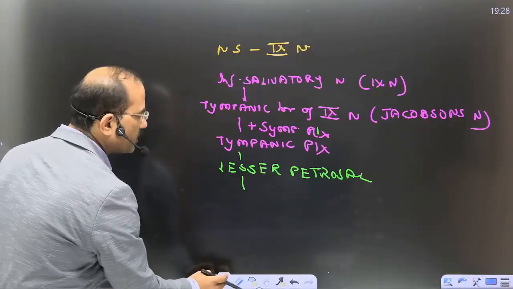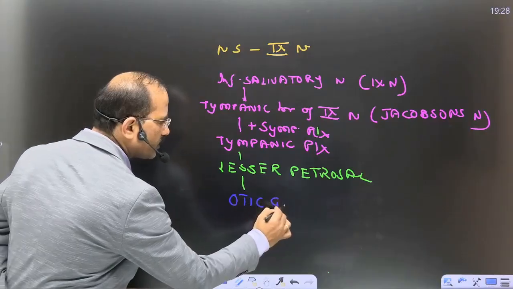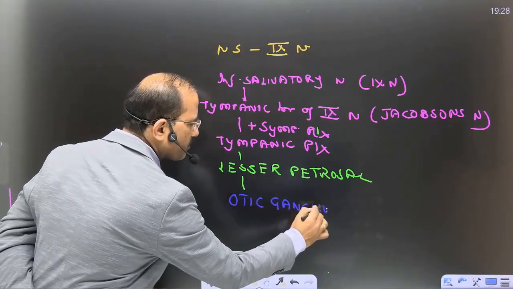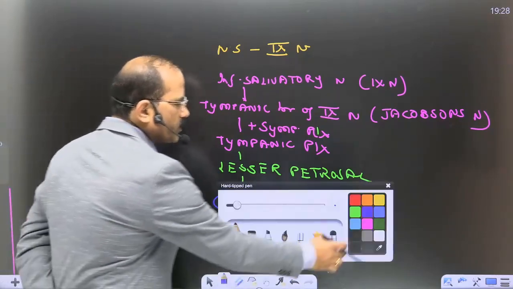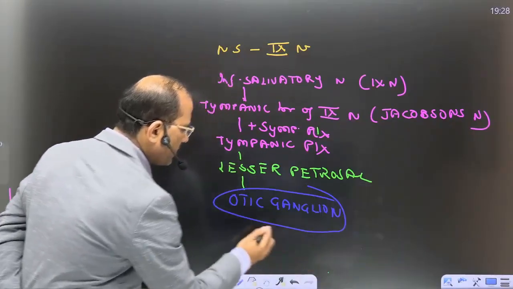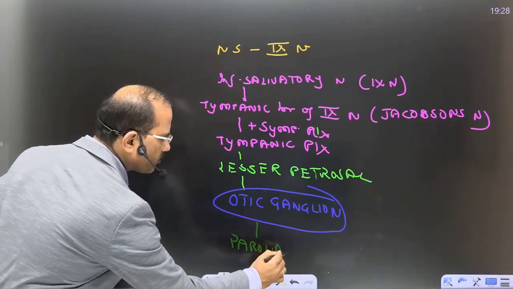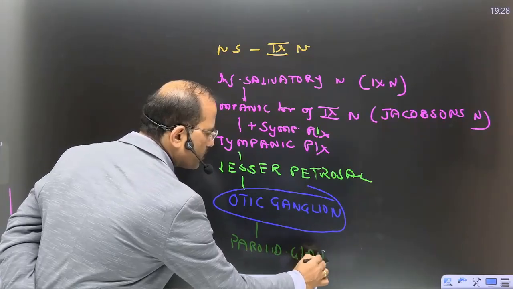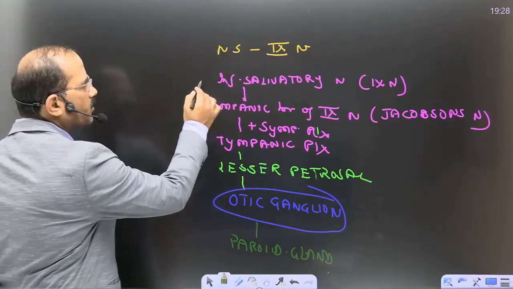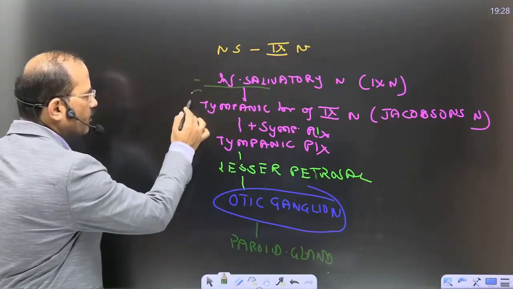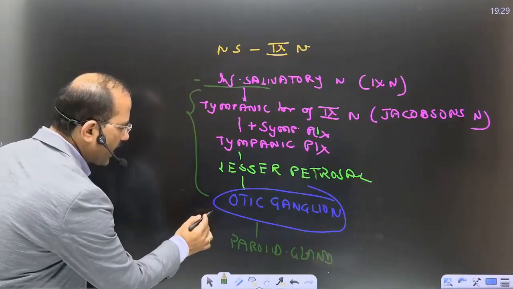So, lesser petrosal nerve gets out through the foramen ovale and relays in a ganglion. That's a parasympathetic ganglion, the otic ganglion. And the postganglionic fibers will go and supply the parotid gland. That's the nerve supply of parotid gland. From the brain to this ganglion, what are these fibers? The preganglionic fibers.